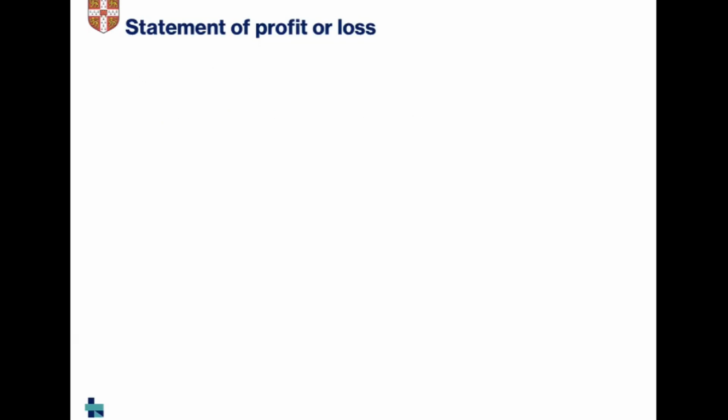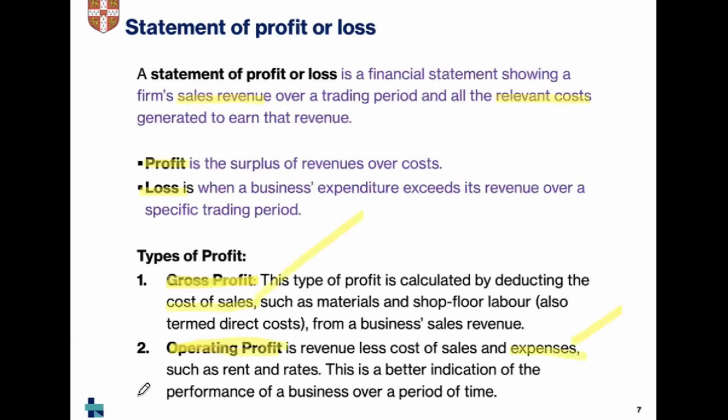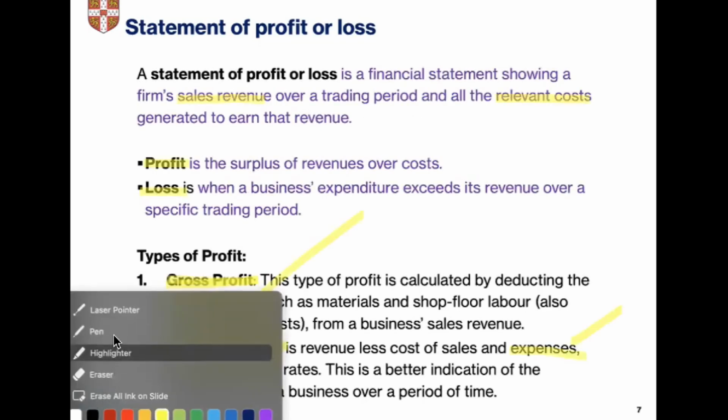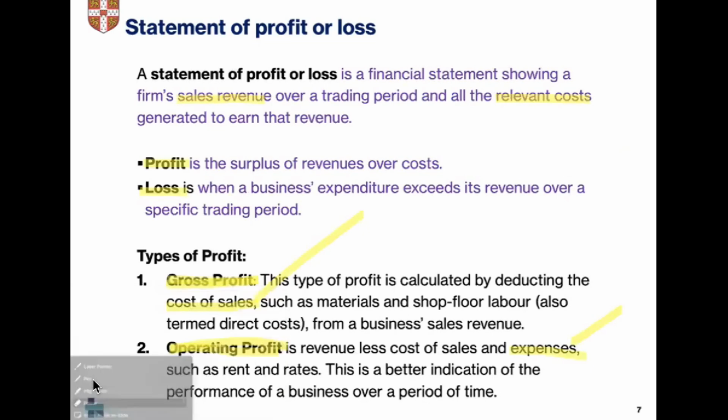Perhaps I'm not very clear. So what I'm saying is that there are three types of profits that we are going to look at. We're going to look at gross profit, we are going to look at operating profit, and then we are going to look at the profit of the year.